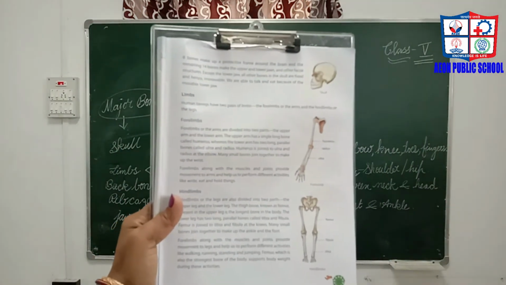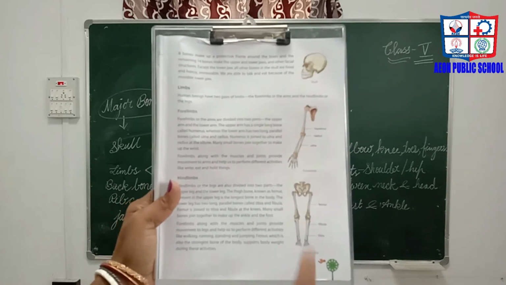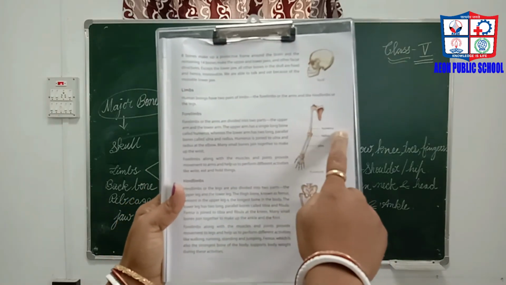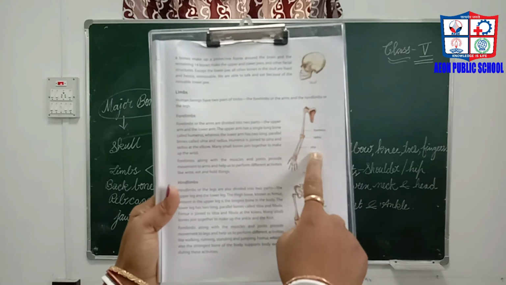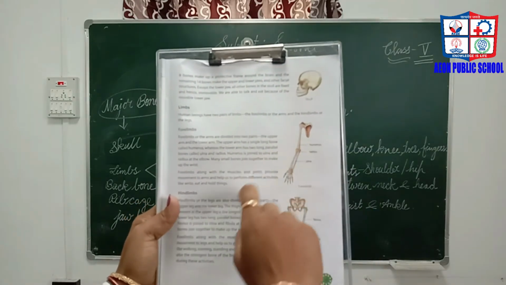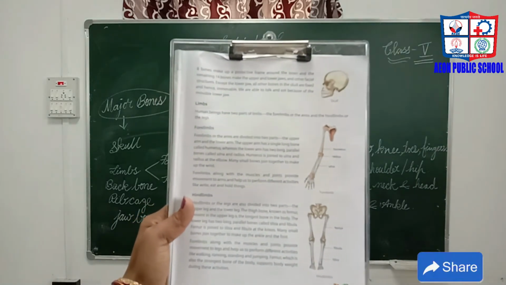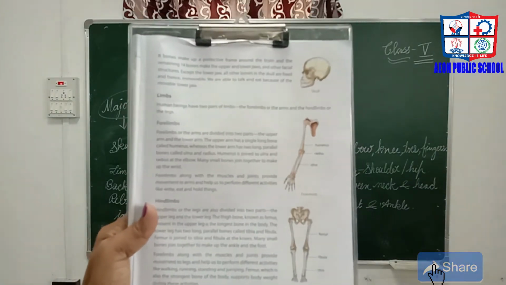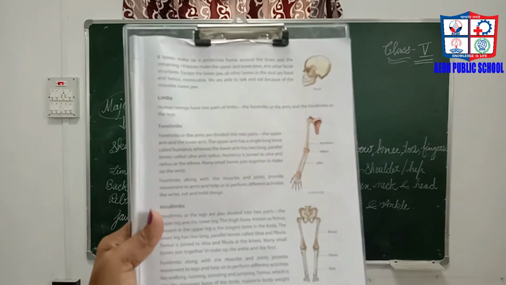This is forelimbs. It's visible to you? So humerus, radius and ulna. These are the names. What do you mean by humerus, and what do you mean by radius and ulna? That we will discuss now.